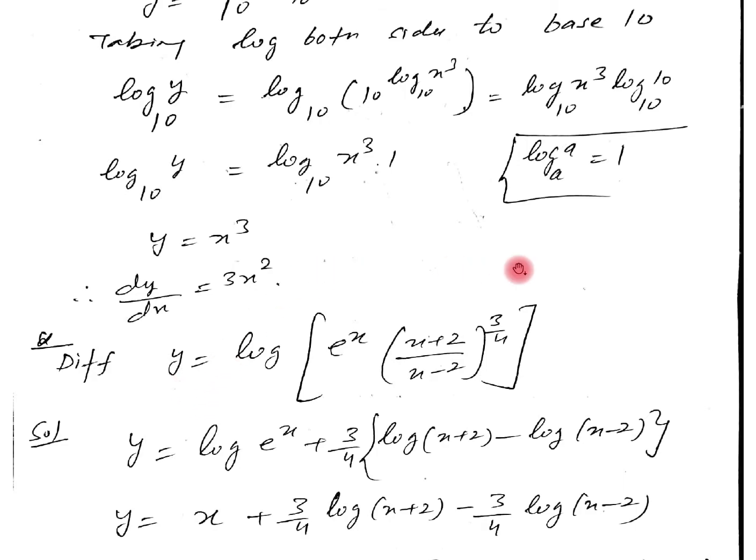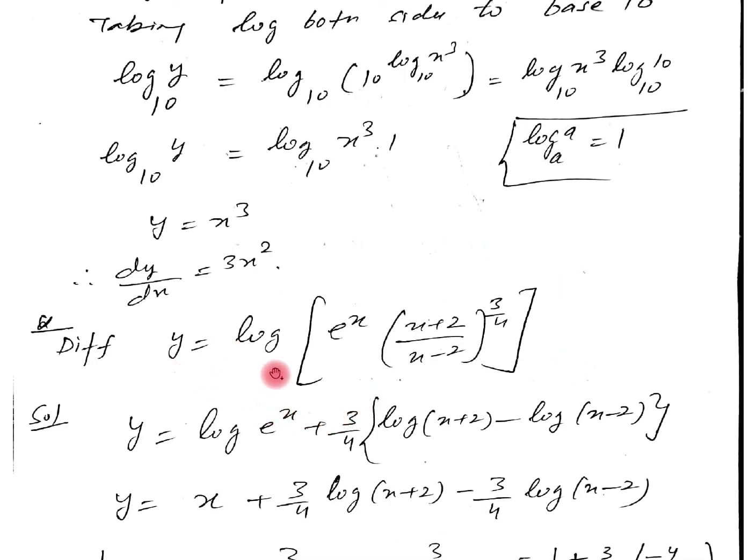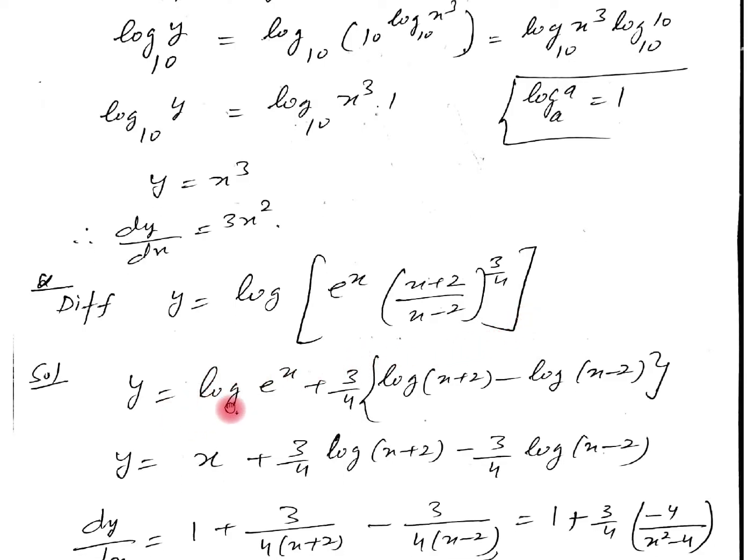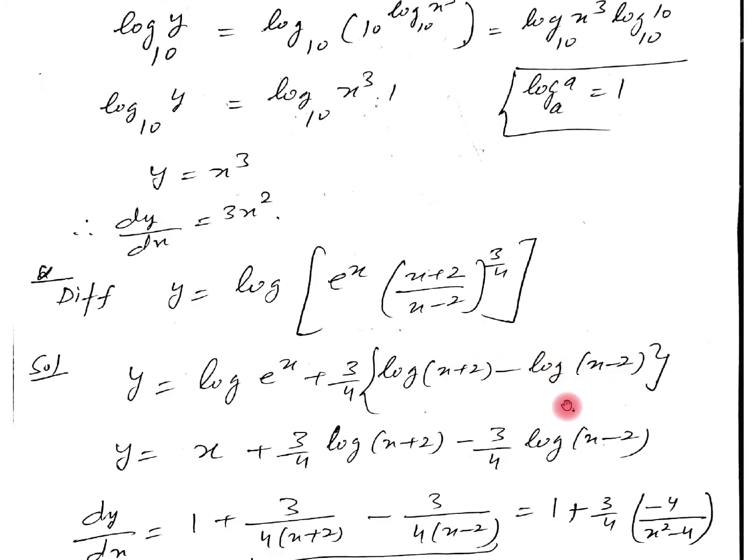Now we have to differentiate this whole function. Here it is a logarithm of the product or the quotient of more than two functions. Firstly we are using the laws of logarithm to separate all these functions. Now here y equal to, we can write using the laws of logarithm, log of e raised to power x plus 3 by 4 log of x plus 2 minus log of x minus 2. Because here is the product, so plus sign is here. Here is the quotient, log of m by n is equal to log of m minus log of n.